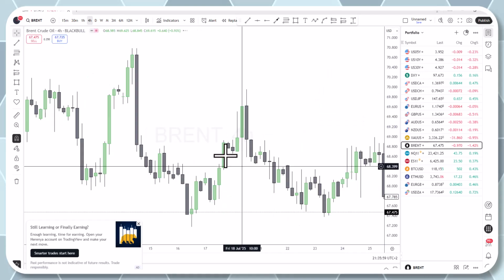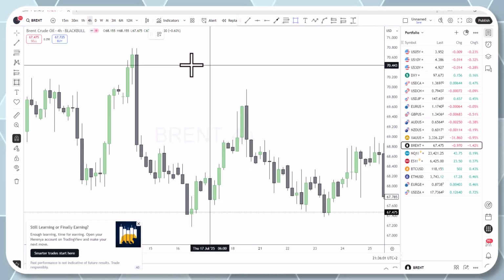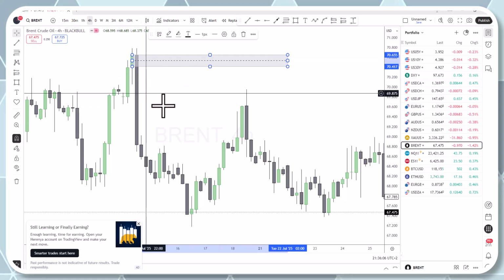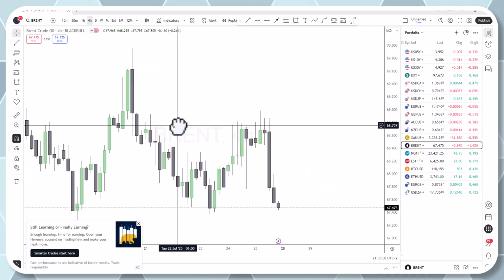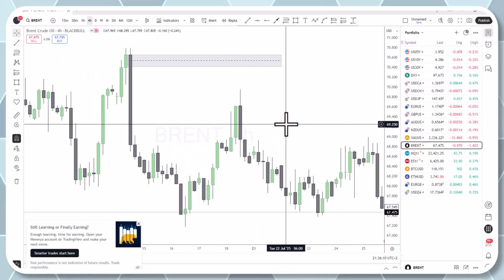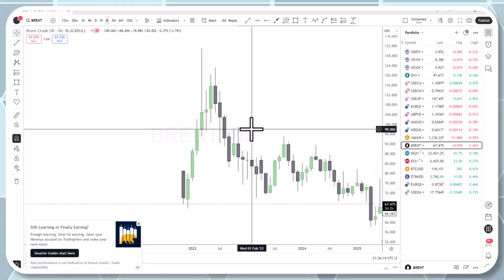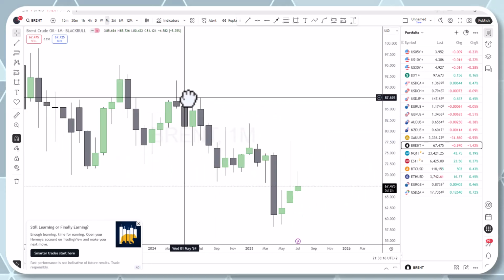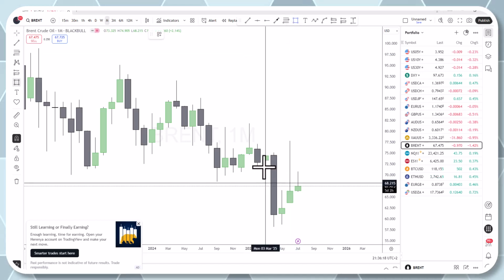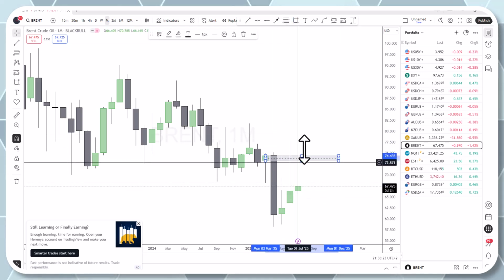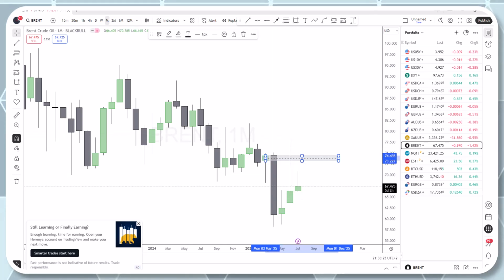Right, let's go to Brent. Then you can have a look quickly on Brent. You can see there, that's a valid bearish order block, right? It's a valid bearish order block, and I'm on H4. If I go to the monthly chart, let's see what we have on the monthly chart. We've got a valid bearish OB right there, right? Take note of this liquidity sweep right above, right?